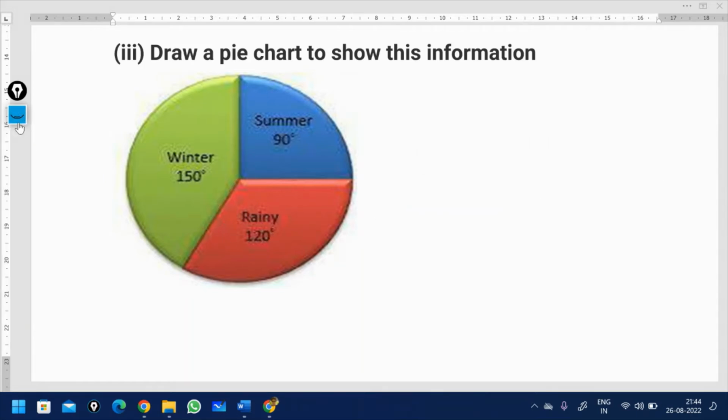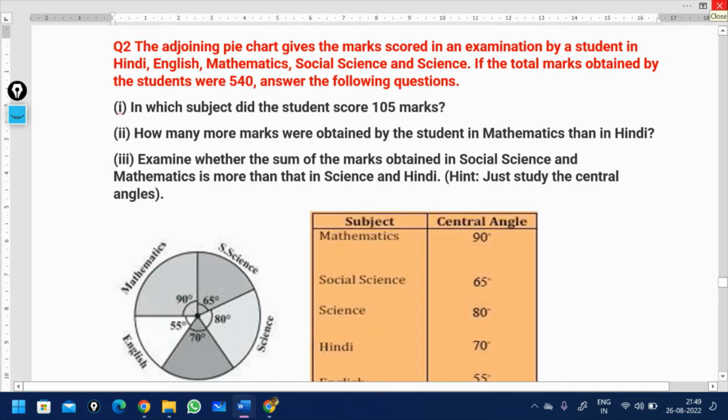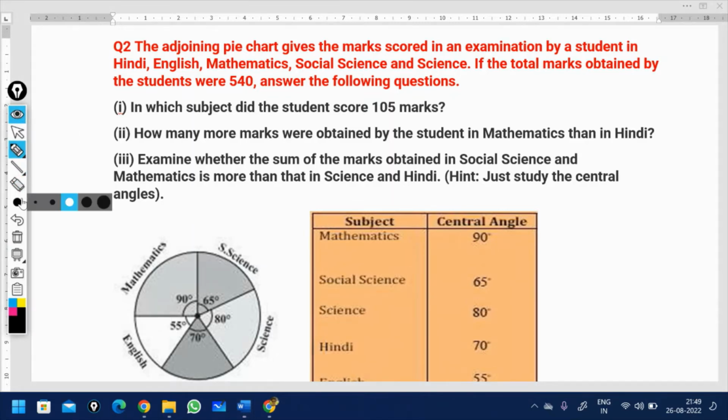So let's do another question now. So let's do the second question here. It says that the following pie chart gives the marks scored in an examination by a student in Hindi, English, mathematics, social sciences, and science. Tell me, which is your favorite subject? Is it maths? So if the total marks obtained by the student were 540, now this is important. As you've seen in the previous question also, the total is always important while drawing pie charts. Answer the following question. It says, in which subject did the student score 105 marks?